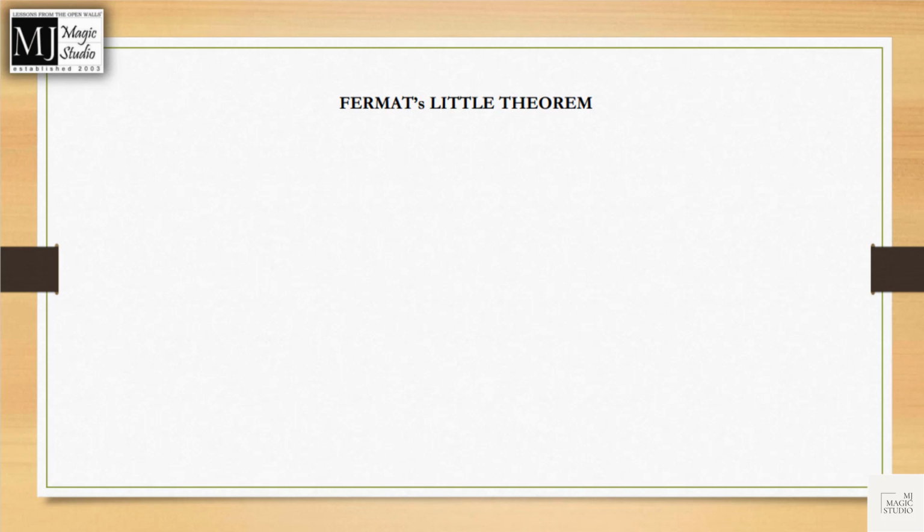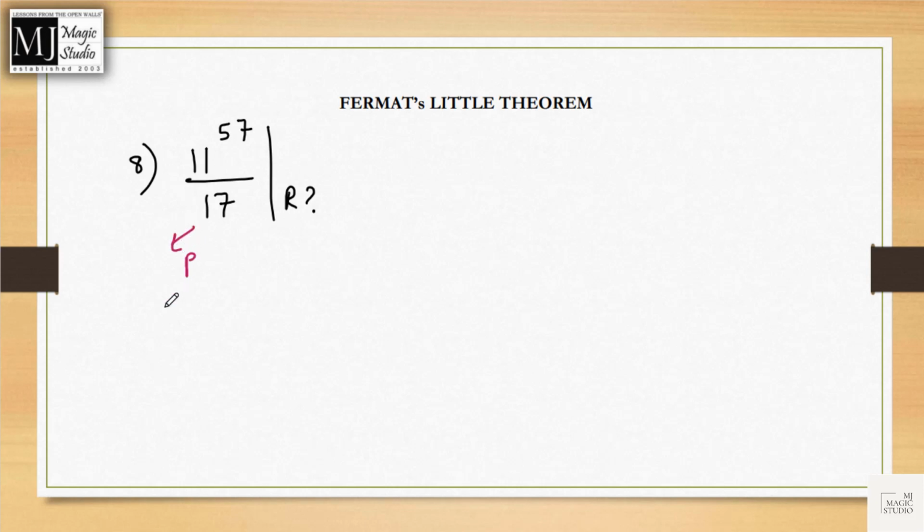Okay, let's take one last example for Fermat's little theorem, and please give it a try. You can pause the session and give it a try. 11 to the power 57 is divided by 17. Find the remainder. So I hope you have the answer by now. Let's see. What should it be? 17 is a prime number. Check. 11 and 17 are co-prime.